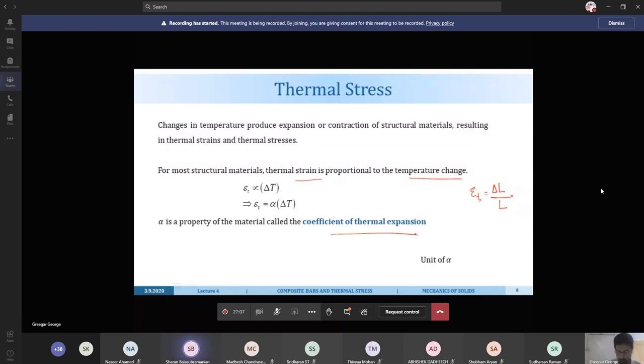Sir, meter inverse. Can you tell the name? Temperature inverse, sir. Yeah, temperature inverse. Because strain does not have any unit, delta T has a temperature unit. So alpha will have the reciprocal of the temperature unit. So either we will say it is Kelvin inverse, or sometimes it is called degree Celsius inverse or Kelvin inverse, like that. At this moment, I want to tell you a thing.